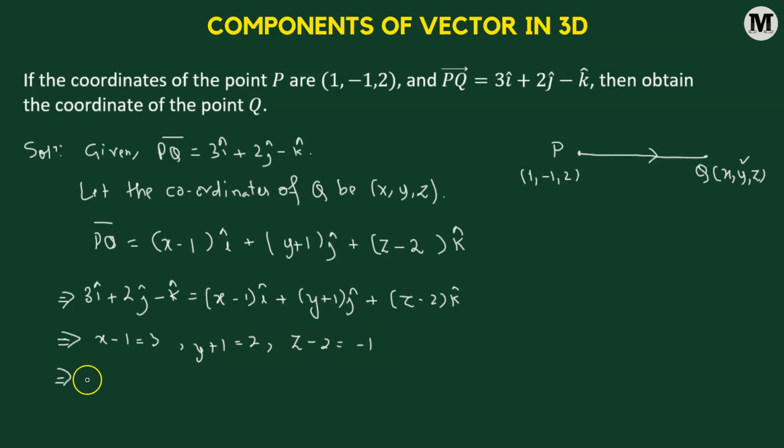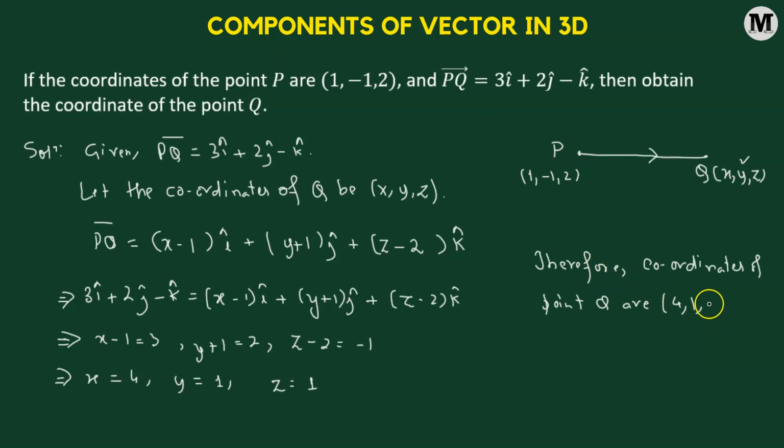So solving for x, y and z, x is going to be equal to 4, y comes out to be equal to 1, and z comes out to be equal to 1. So therefore, we have successfully obtained the coordinates of the point Q. So therefore, the coordinates of point Q is going to be 4, 1, 1.